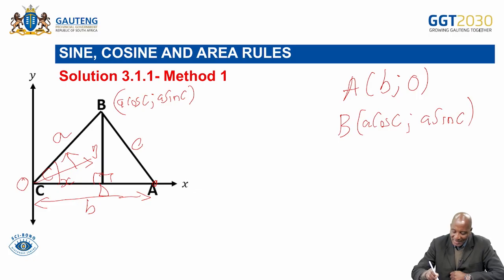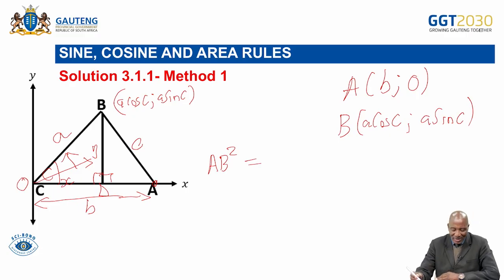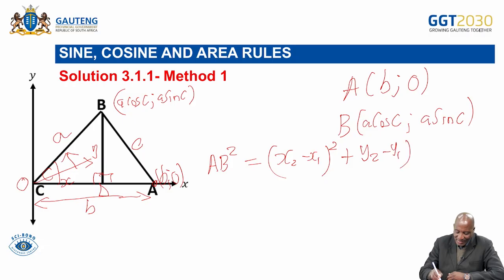So our AB squared equals, let's apply the distance formula. AB squared, which is your small c there. How do you apply that, given that you now know the coordinates of A is B, 0 here? You want to find the length of line AB using the distance formula. This method requires the distance formula. So our distance formula says AB squared is equal to x2 minus x1 squared plus y2 minus y1 squared.